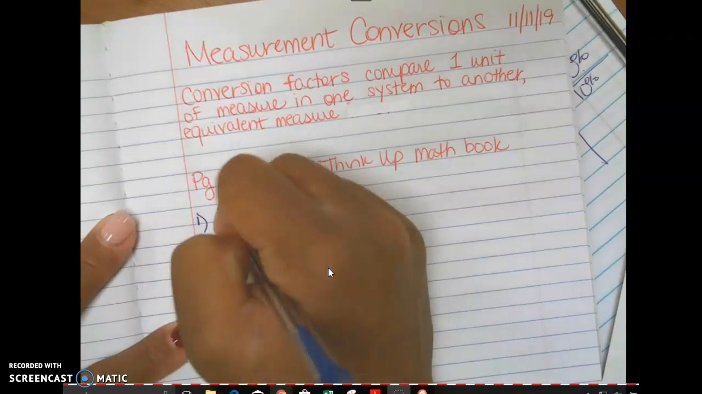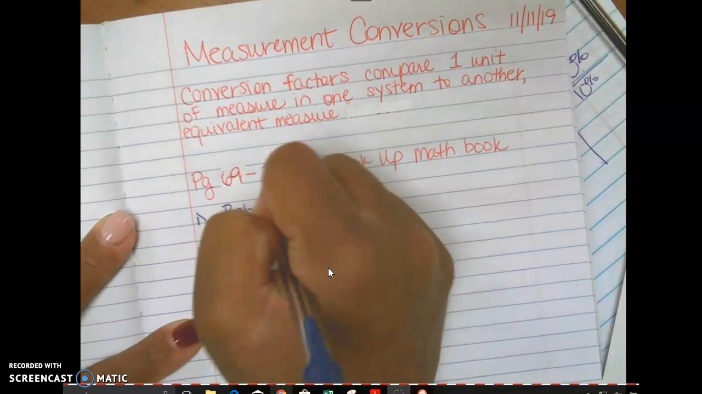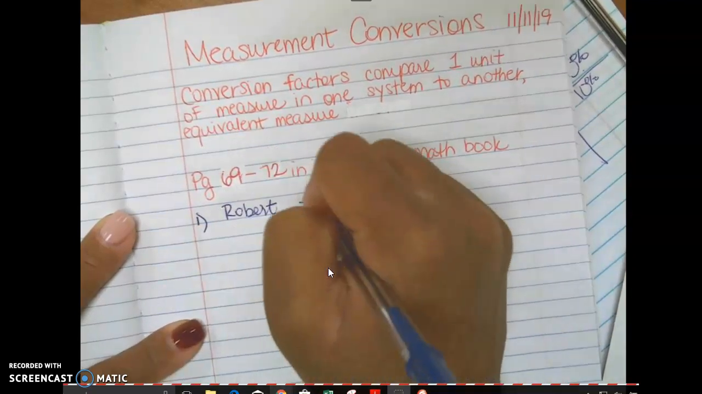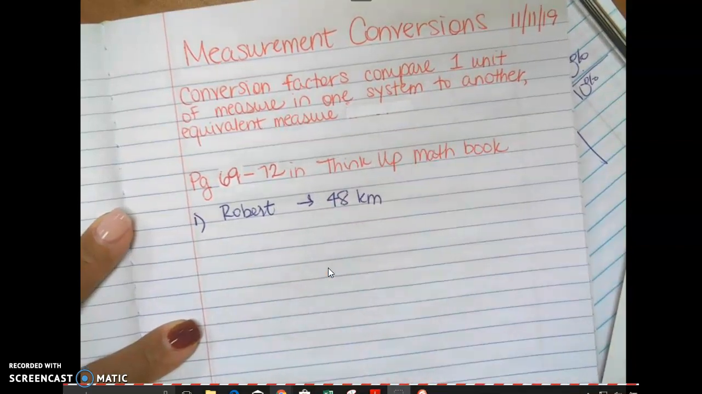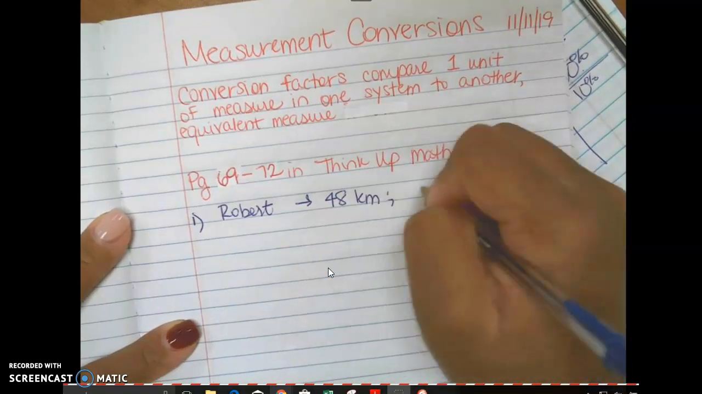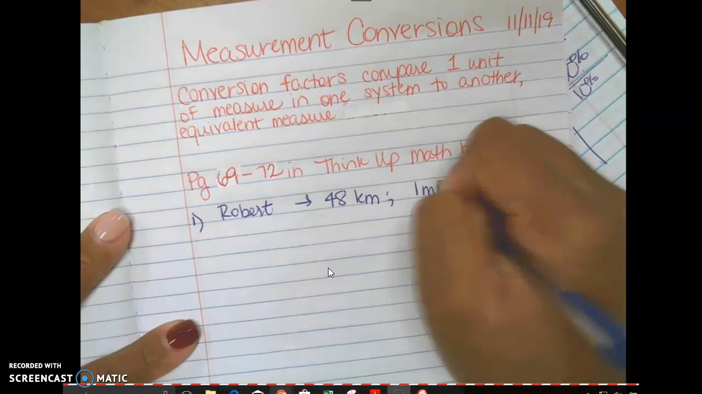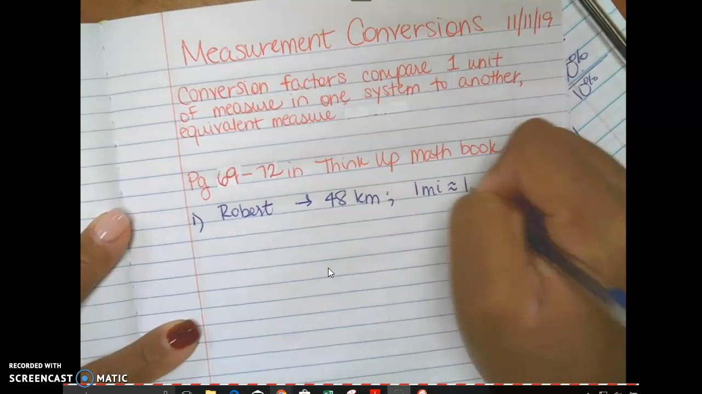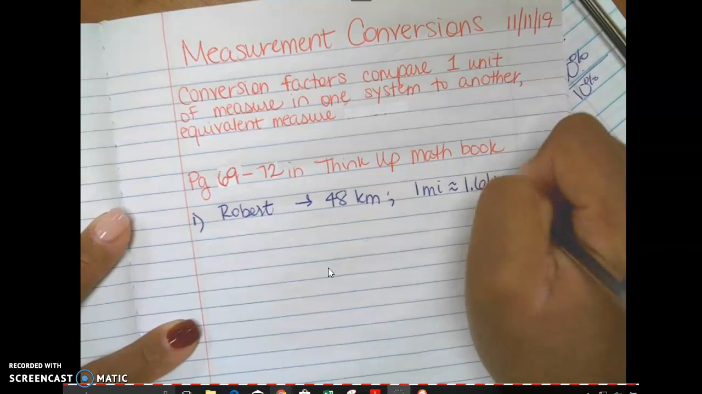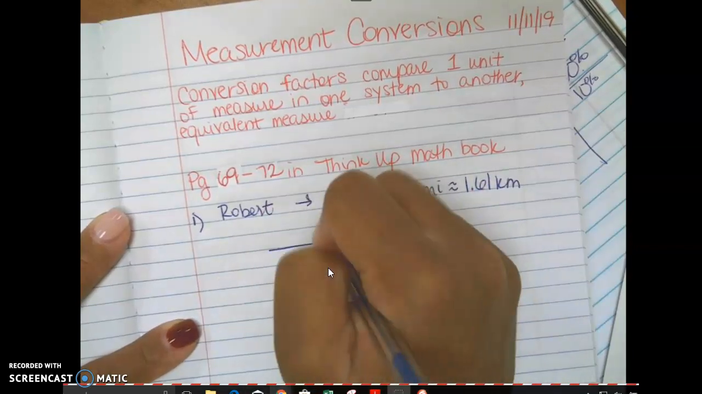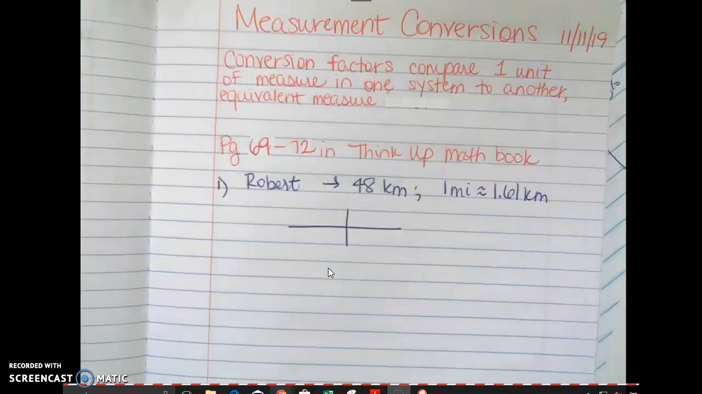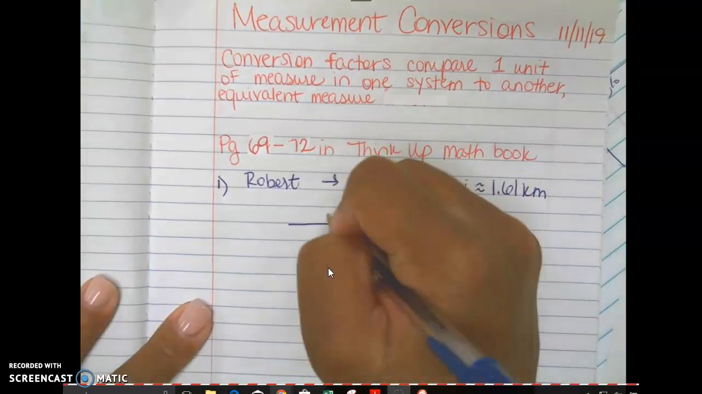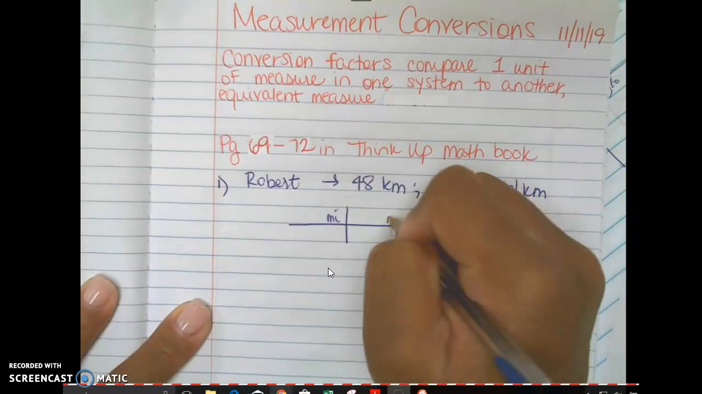So, this is talking about Robert. You should be writing in your notes. He runs 48 kilometers; 1 mile is approximately equal to 1 61/100 kilometers. So, make my proportion. What do we want on top? Miles or kilometers? Trick question, it doesn't matter. Miles first, cool. Miles and miles.